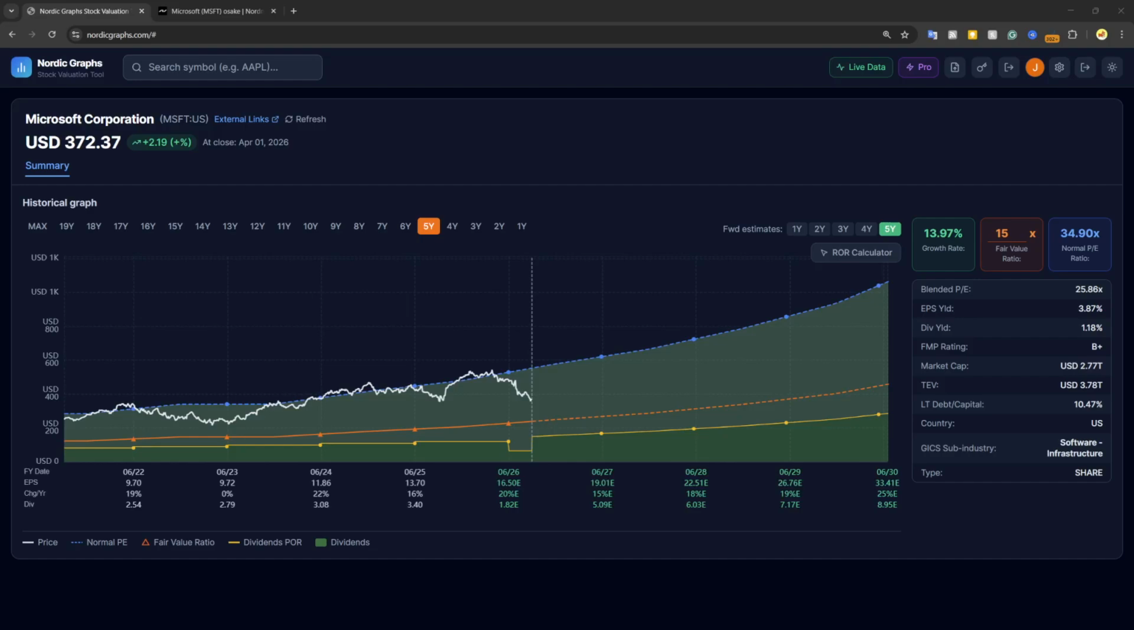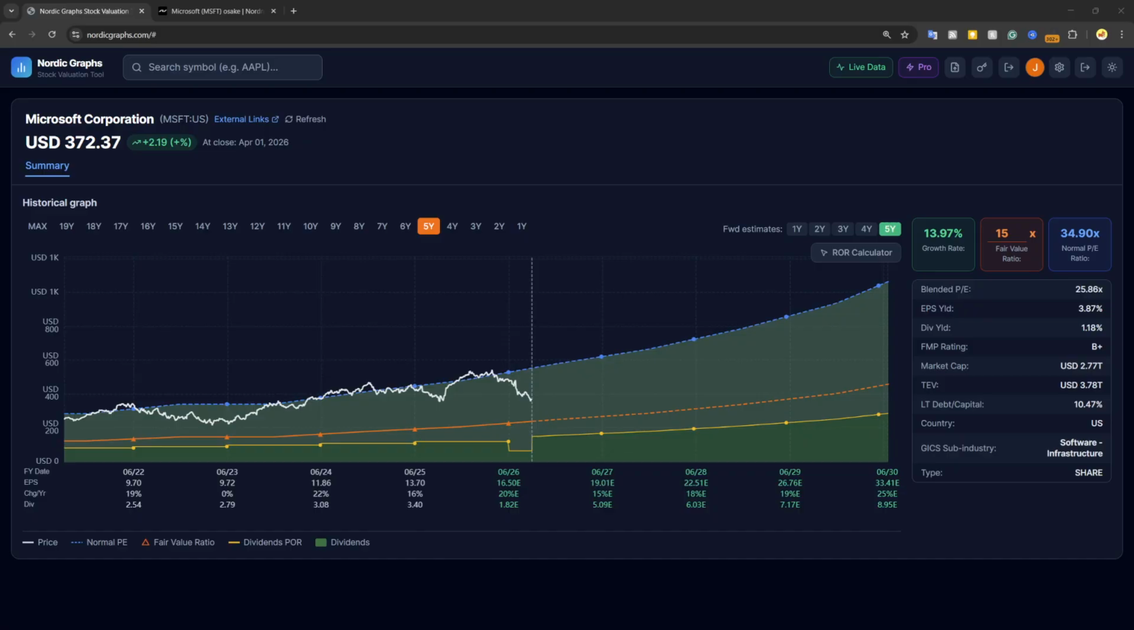Hey guys, in this video we will have a look at Microsoft stock with this Nordic Graphs tool. This is a tool for analyzing the fundamentals of a company and giving a graph to quickly visualize the valuation of the company compared to the orange fair value line and the blue normal PE ratio line.